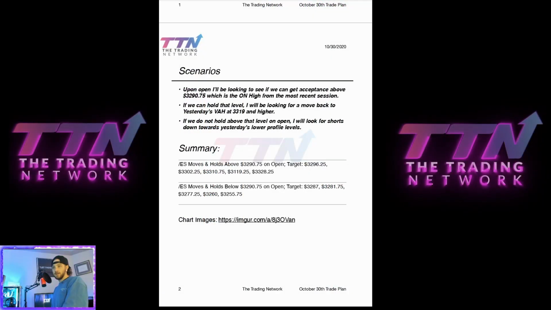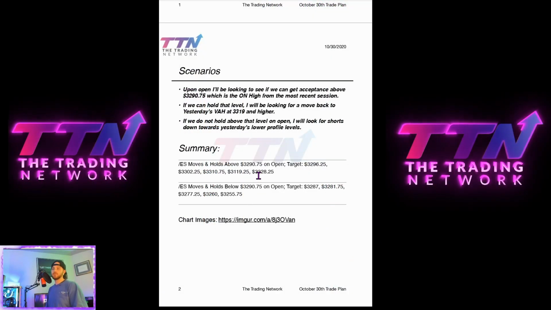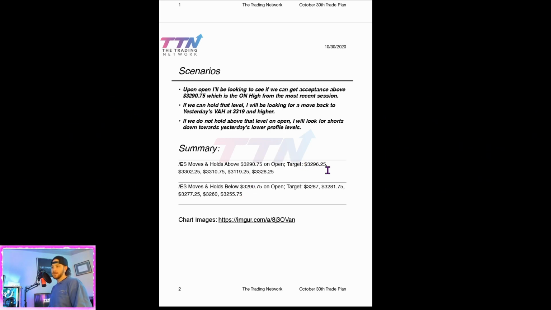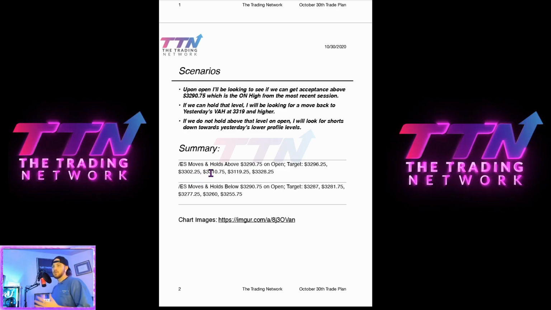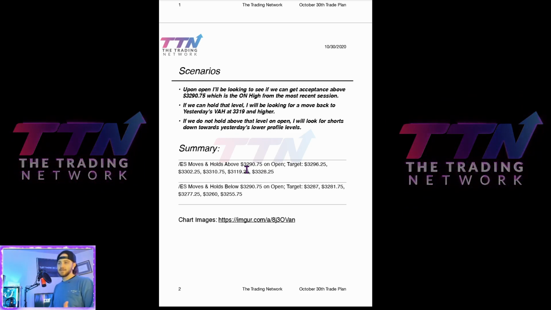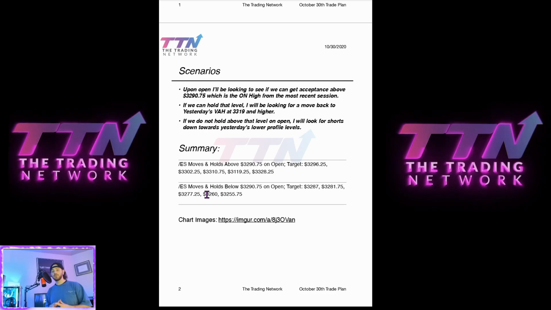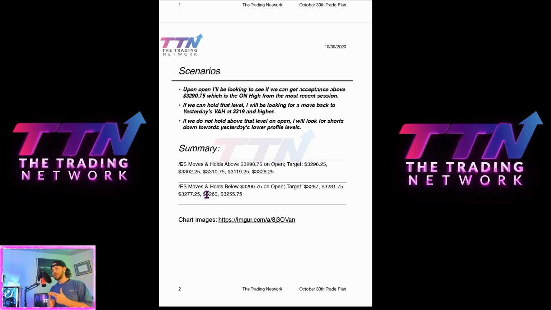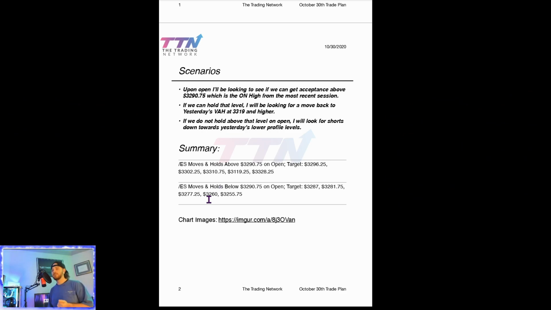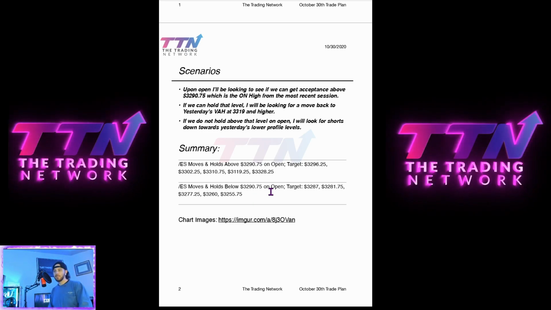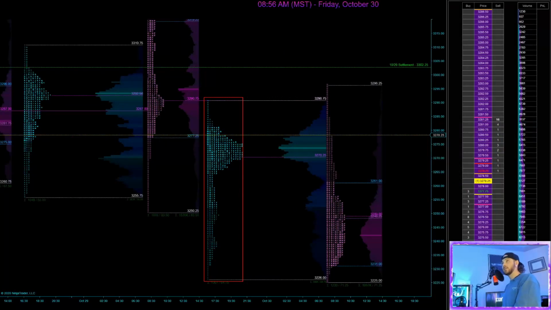Now going back to the profile, you can see that my targets were as follows. If ES moves and holds above 32.9075, target 32.9625, 33.02, 33.10, 33.19, and 33.2825. On the downside, if ES moves and holds below 32.9075, my targets were 32.87, 32.8175, 32.7725, 32.60, and 32.5575. So let's go back to the profile and take a look and see what exactly happened.